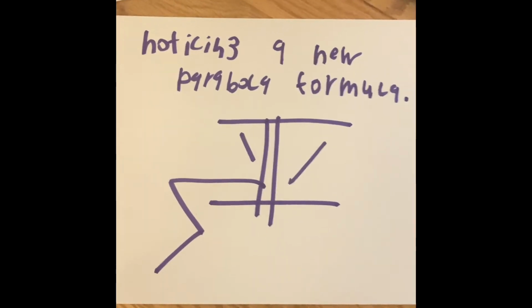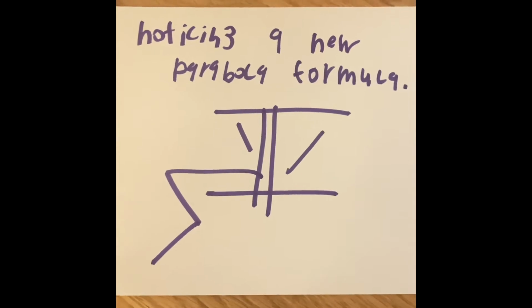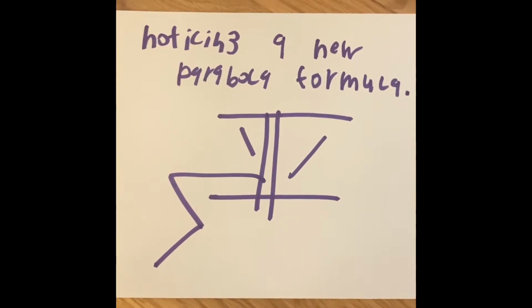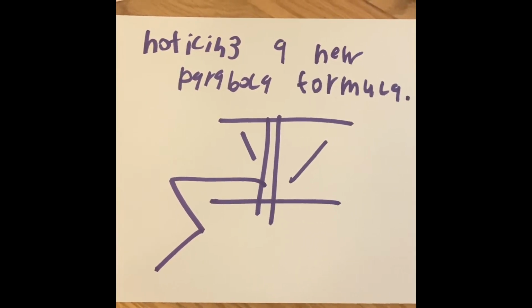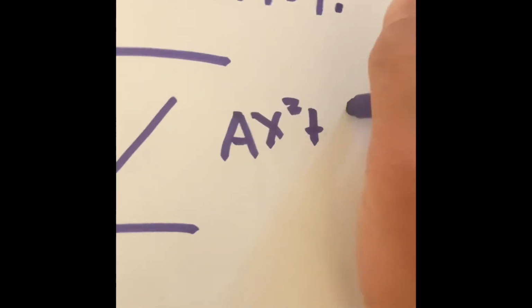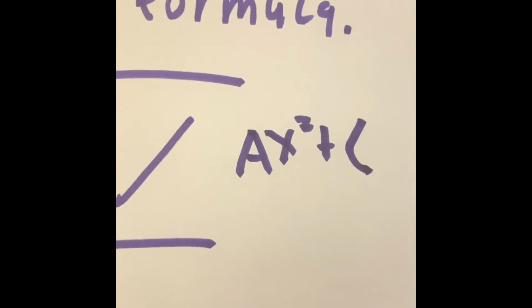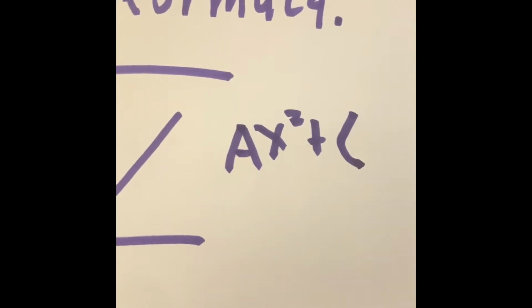Hey, Southing Airlines Math and History, and we are going to be noticing a new parabola formula. We have been taking a look at the formula ax squared plus c. But there's a new formula for a parabola, and it's going to be a different kind of formula.